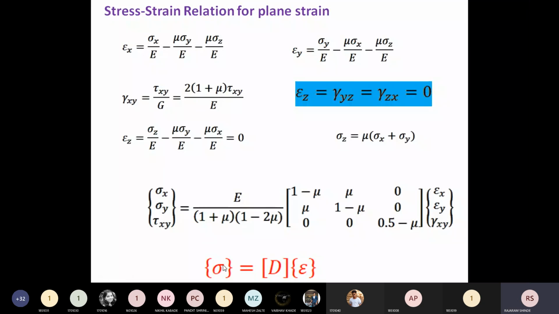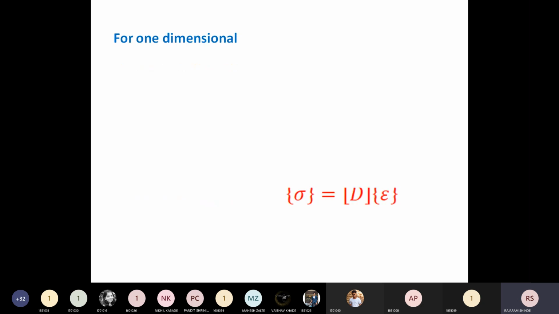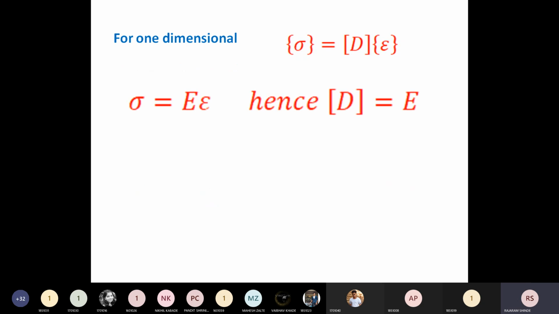Now we can write sigma matrix is equal to D into epsilon matrix, that is stress matrix is equal to material property matrix into epsilon matrix. Here depending upon the type of problem, your D matrix will be changed, sigma matrix will be changed, epsilon matrix will be changed. Okay, now for one dimensional case, D is equal to modulus of elasticity. Okay, because it has only one stress component, it has only one strain component, and modulus of elasticity is the material property for this problem.